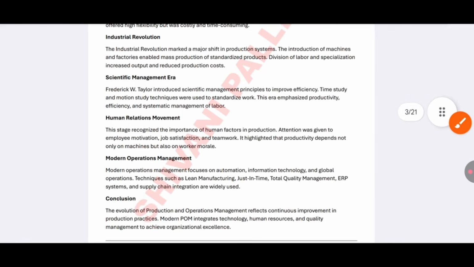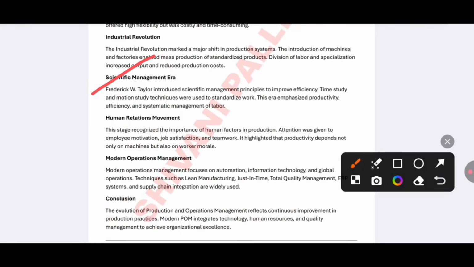My third one is the scientific management era. According to Frederick Taylor, scientific management was introduced to improve efficiency, that means using technology and techniques to emphasize productivity and increase the efficiency of the work.